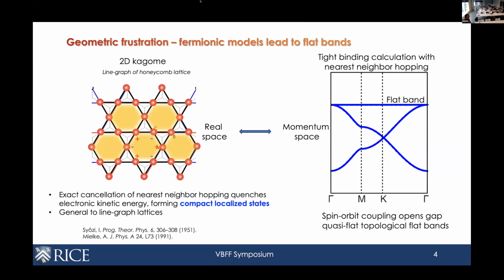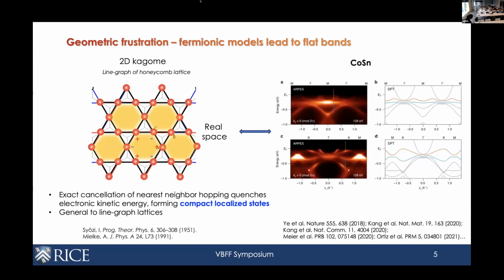that works for any so-called line graph lattices. And you can see that here, this Kagome lattice is a line graph lattice of the honeycomb lattice, which is the stuff which you can see underneath. Right? So this is one methodology that we can design bulk materials or search for bulk materials that exhibit such kinds of flat bands. And this has been demonstrated by ARPES.